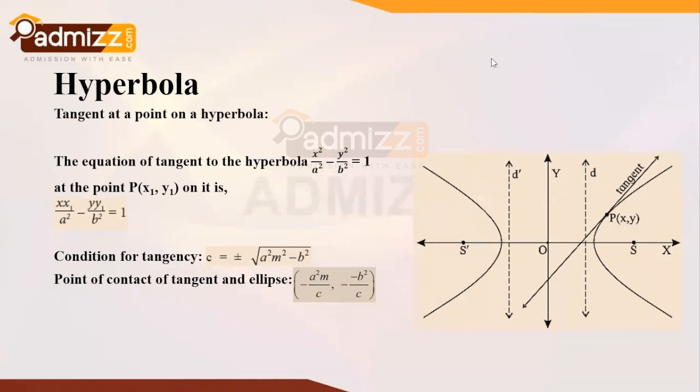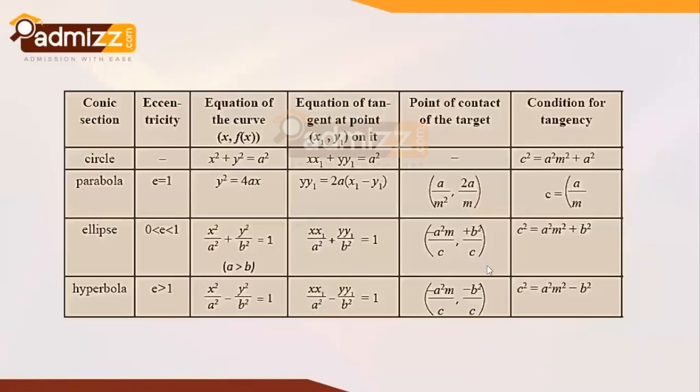Now let's have a look at the revision part of the entire conic section, that is the circle, parabola, ellipse and hyperbola. Eccentricity of circle is 0, so it is mentioned as dash. Eccentricity of parabola is 1. Eccentricity of ellipse is in between 0 and 1, that is 0 less than e less than 1, and for hyperbola it is greater than 1.